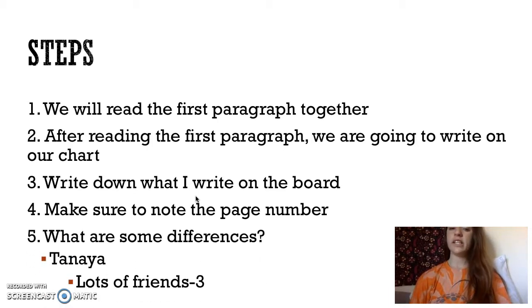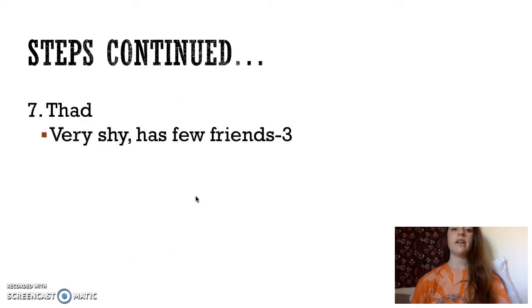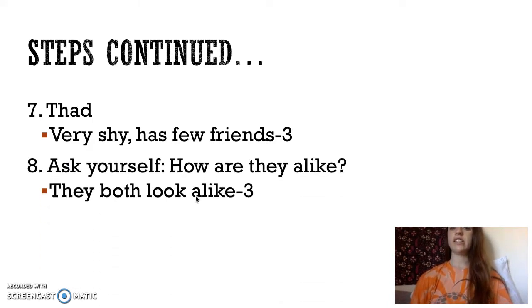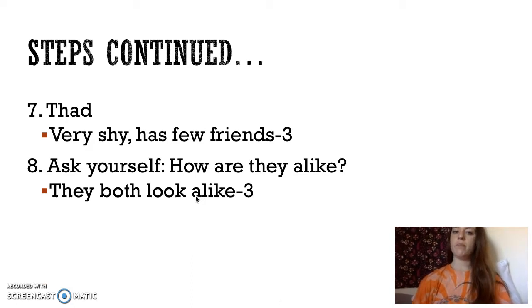What are some differences? Tanya has lots of friends. I'll write that down on Tanya's side, and I'll walk around to make sure they're all writing it down on Tanya's side. Thad is very shy and has few friends. So let's put this on Thad's side. Ask yourself, now how are they alike? They both look alike. Now we'll put that in the center one, the alike column, and make sure to note the page number, 3.